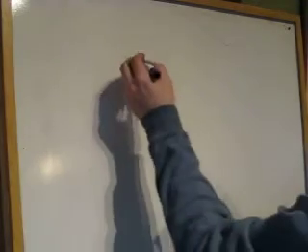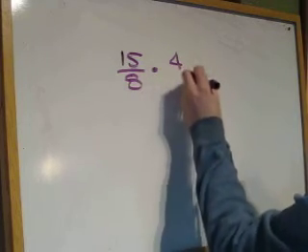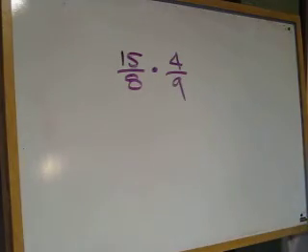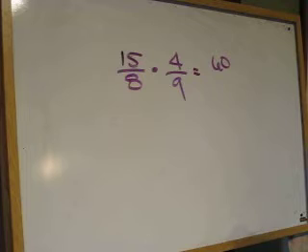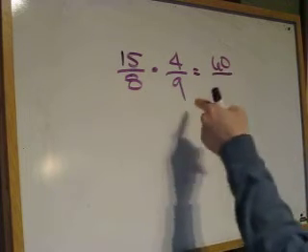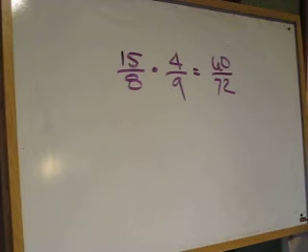Let's keep going here a little bit. Let's do 15 over 8. And let's multiply that times 4 over 9. Alright, multiplying this out, we get 60, 15 times 4, over 8 times 9, because you know your multiplication table so well, 60 over 72.